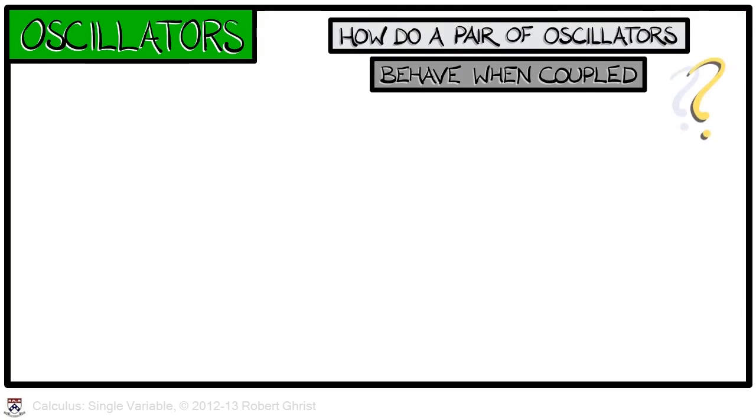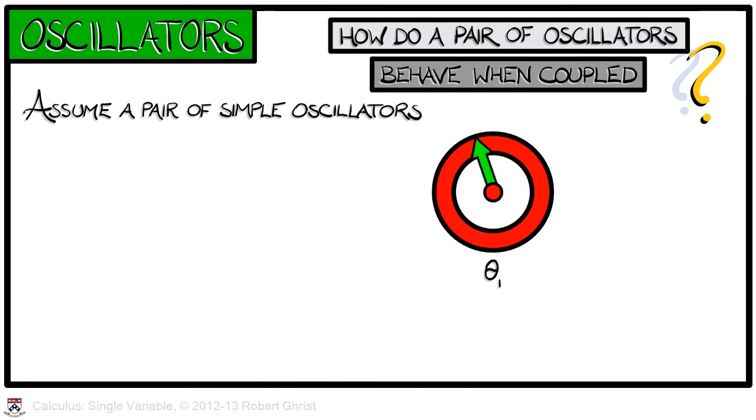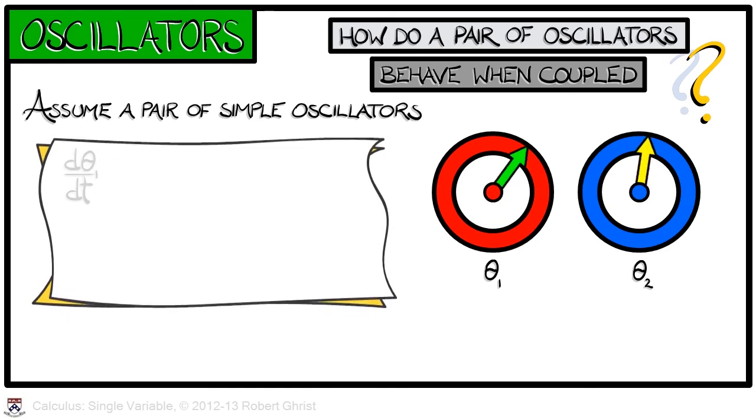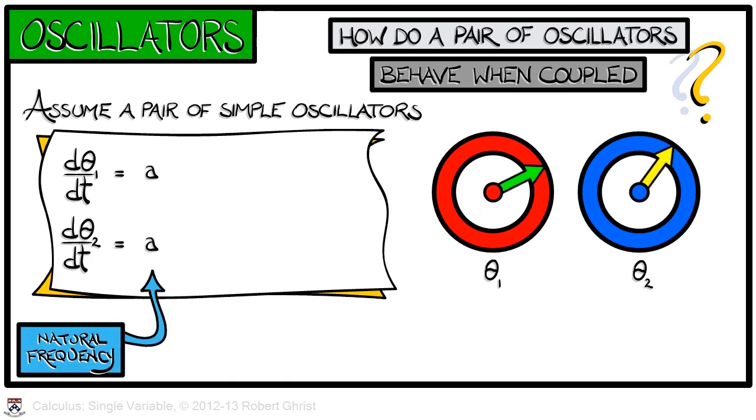What happens if instead of a single oscillator, we have a pair of simple oscillators? The first one, let's say, has an angle theta 1 of t. The second has an angle theta 2 of t. The differential equations would be simply d theta 1 dt equals a and d theta 2 dt equals a, where we assume that both oscillators have the same natural frequency, a, that determines how fast they spin.